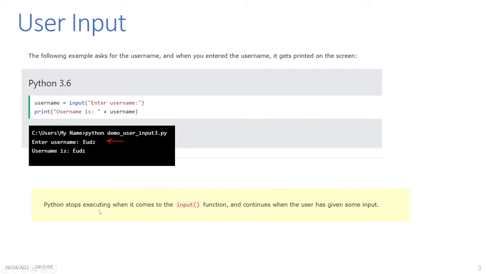Python stops executing when it comes to the input function. So the program will stop here, and then the user will be able to enter the input. It continues when the user has given some input, just like what we have done here.